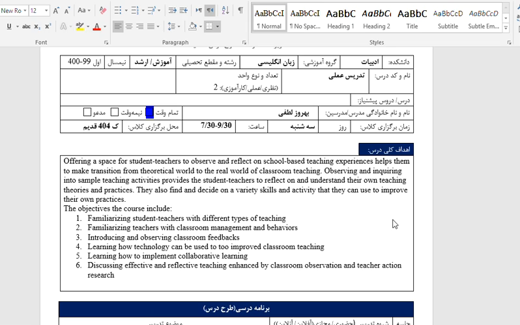So I have inserted some lines on the goals and objectives of this course. Here, offering a space for student teachers.